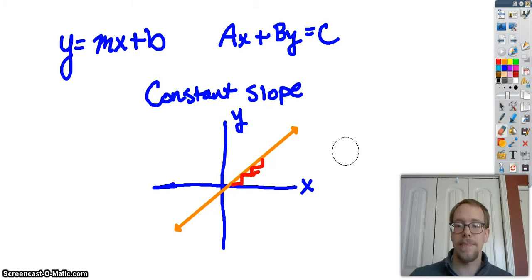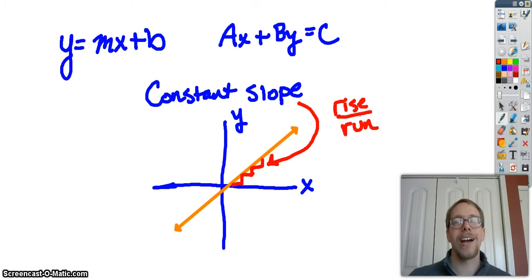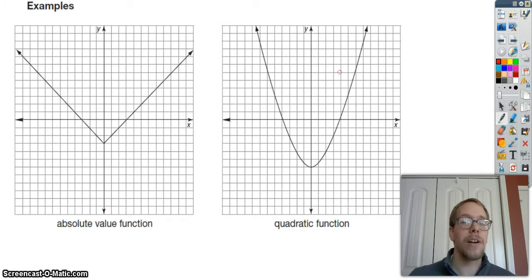That distance that we're going up, or the rise over the run, the rise over run is constant. You have a constant slope or a constant rate of change. The rise over the run is a constant value for linear functions. Now, not all functions have constant rates of change or constant slopes. In fact, there are many other functions that differ quite a bit from a linear function.